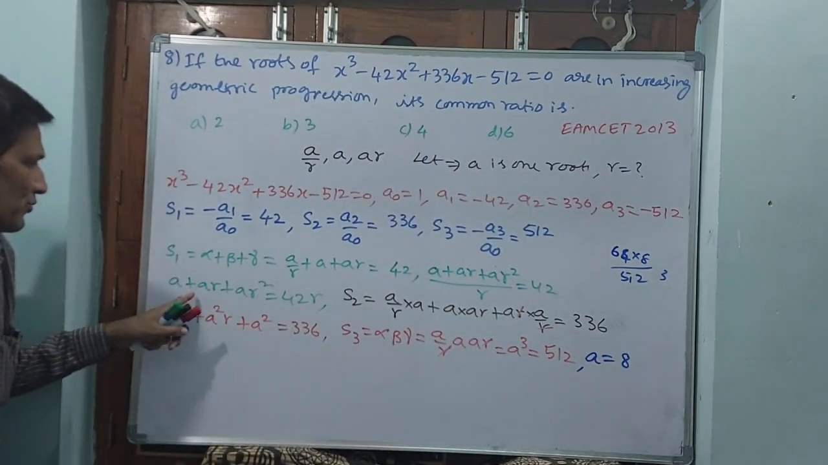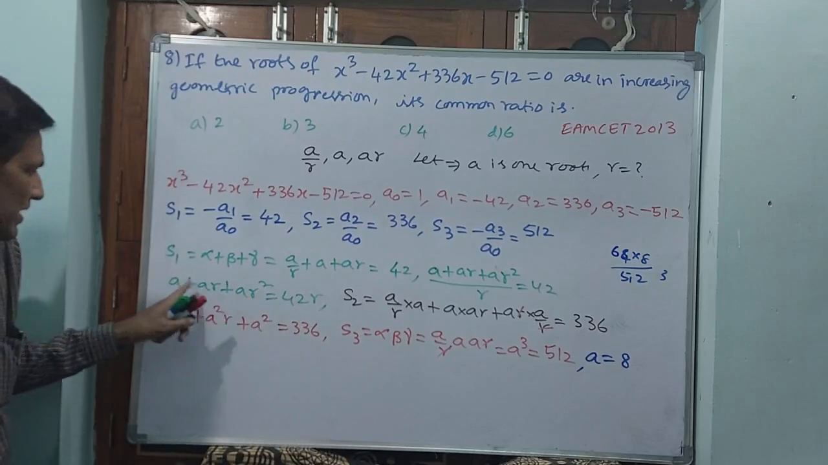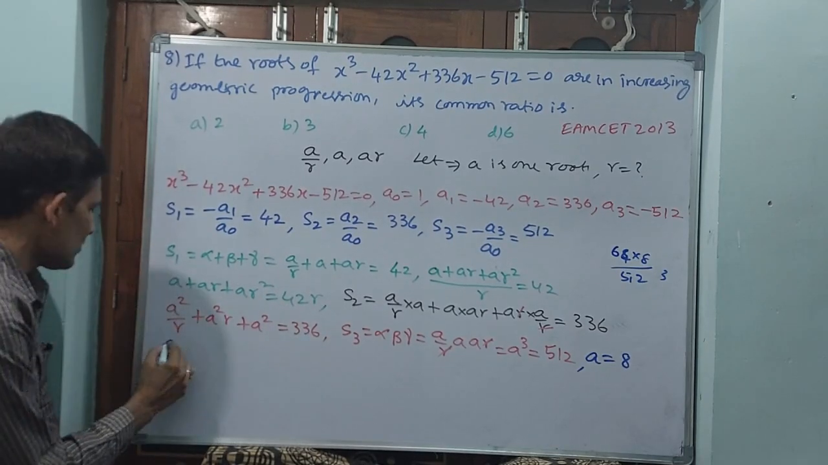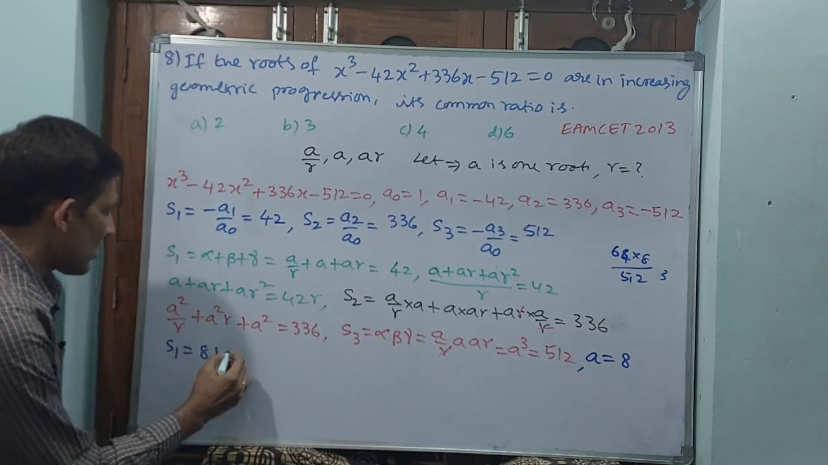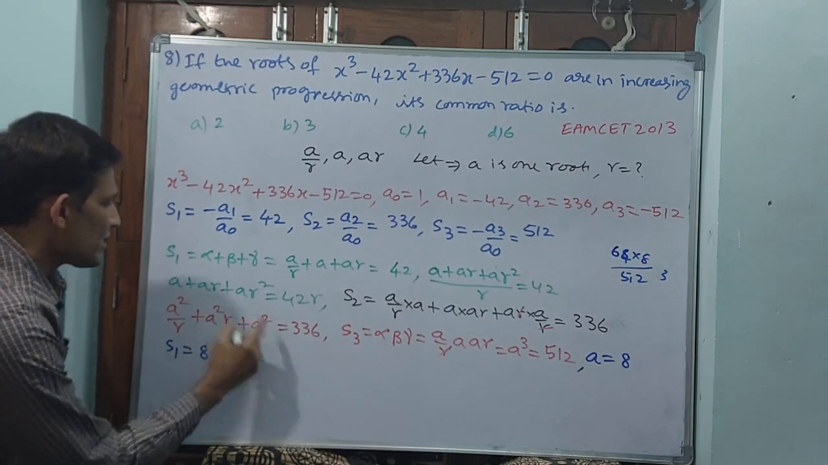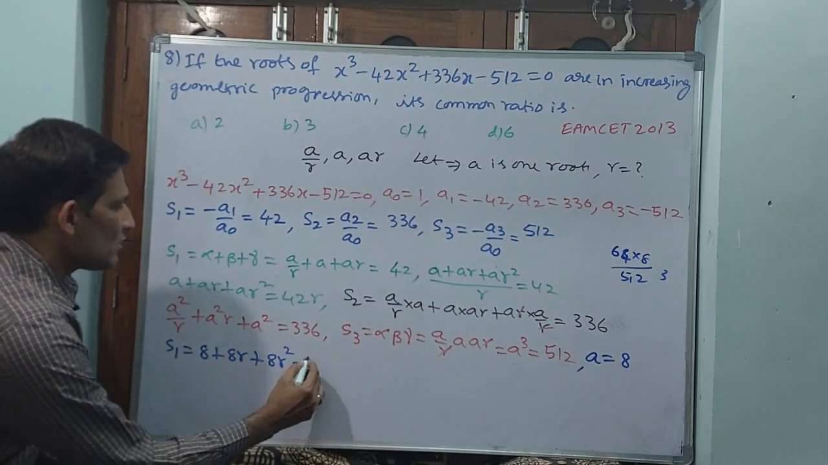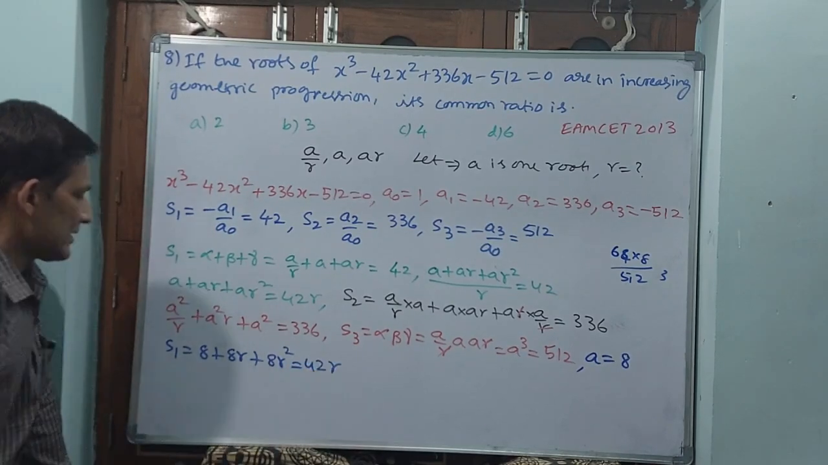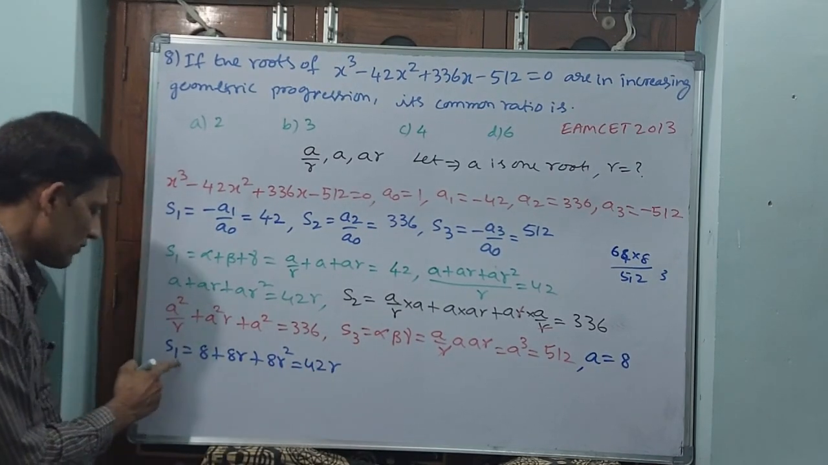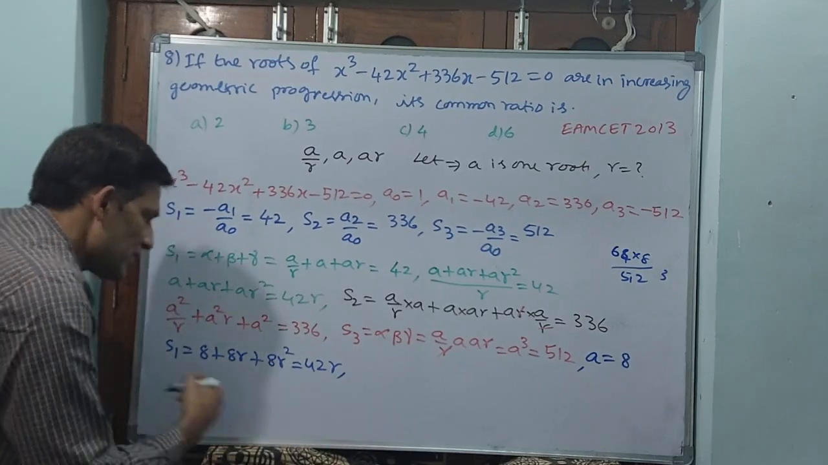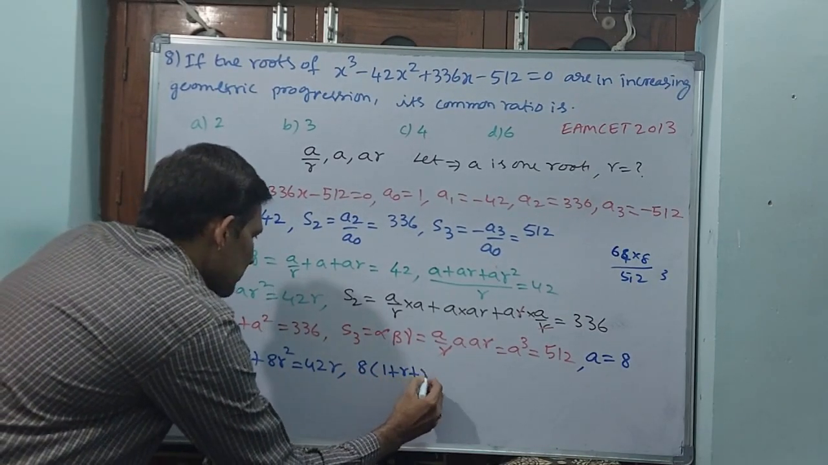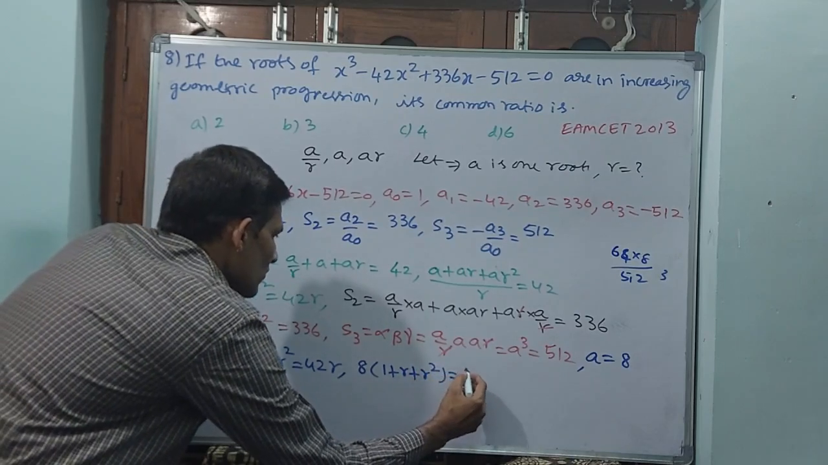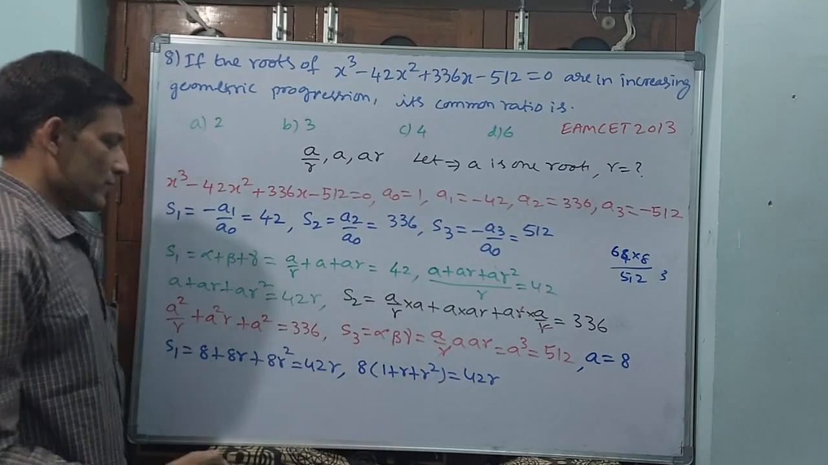That 8 you substitute in this S1. S1 where? Here. Okay. S1 is equal to A plus AR plus AR square, that is 8 plus 8R plus 8R square is equal to 42R. Okay. Now S1 you did not write again, but 8 you take common. 8 if you take common, 1 plus R plus R square is equal to 42R.